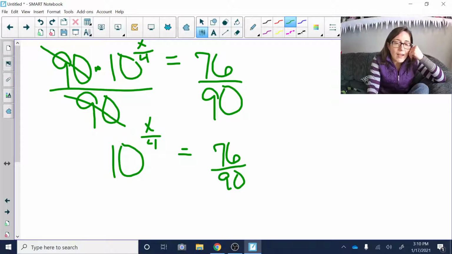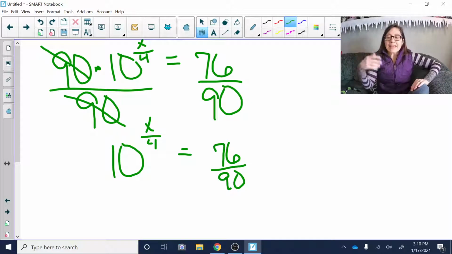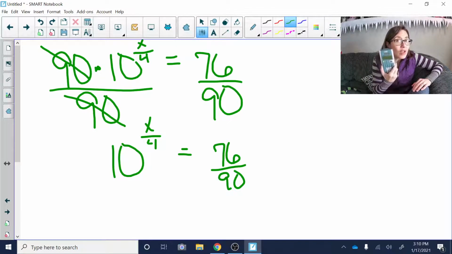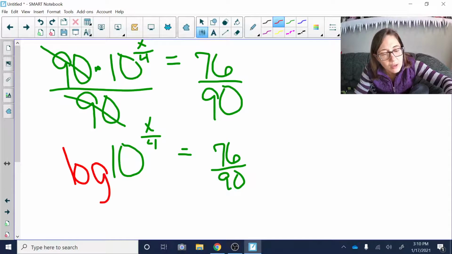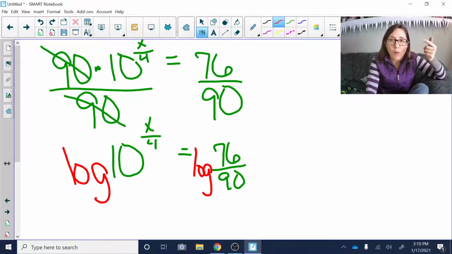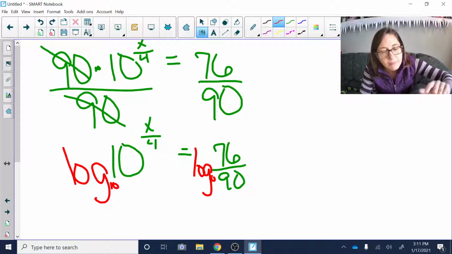So now I would like to take the log of both sides because I want to get it out of the exponent. So I'm going to use log base 10. Why do you think I'm choosing log base 10? Because the base is a 10. Yes. Even if the base wasn't a 10, you could use log base 10 because calculators can handle log base 10. So I'm going to take the log of both sides. Remember, if I don't write the base as a subscript, you know I mean log base 10. But if it makes you feel better, we can write it in there real little.